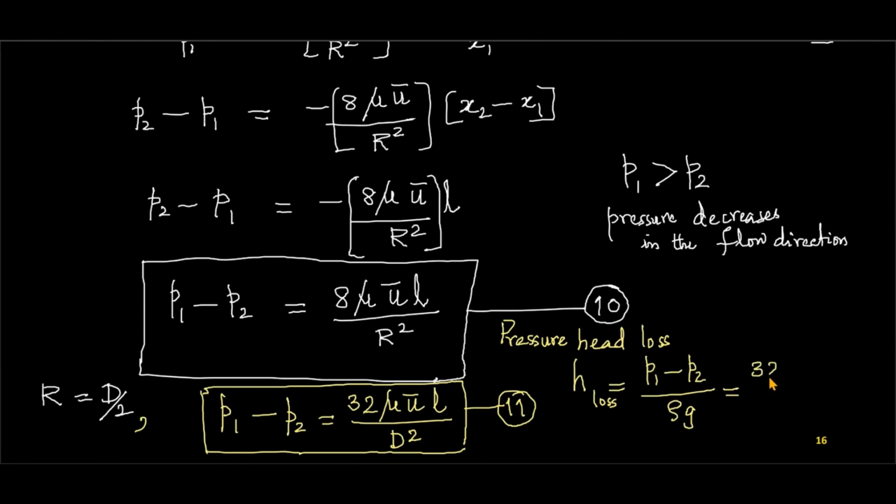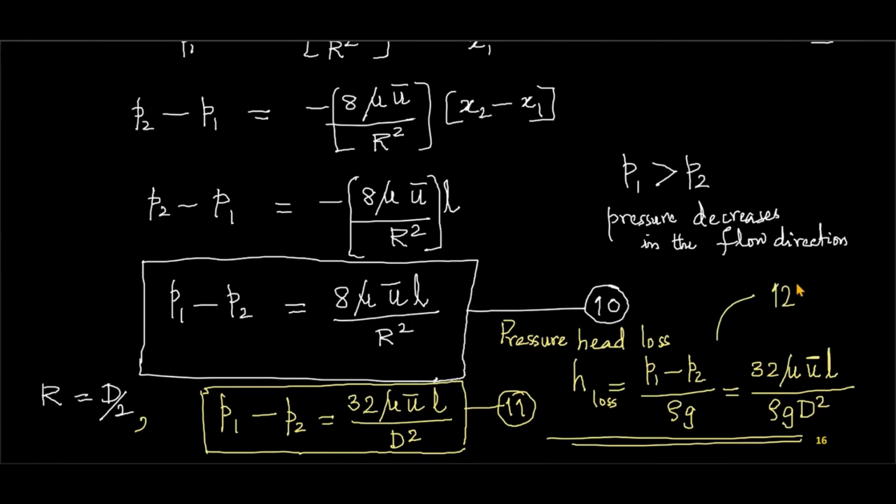32 mu u bar, the average velocity, into the length of the pipe, divided by rho g d square, with rho g now in the denominator, and diameter square. This is the famous Hagen-Poiseuille's equation. This is equation number 12. Equation number 12 represents Hagen-Poiseuille's equation, applicable for finding pressure head loss in circular pipes through which a viscous fluid flows.